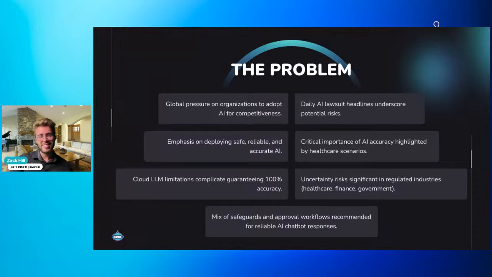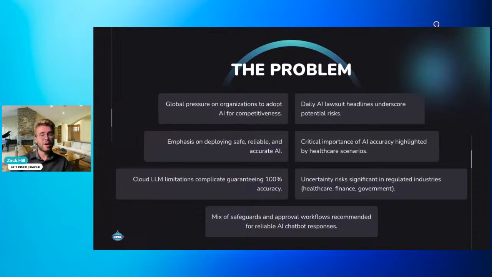Consider the implications in a healthcare website. If an AI chatbot mistakenly directs a patient to the wrong entrance to the emergency room, the consequences could be dire, not just for the patient, but also for the organization's reputation and legal standing. So this scenario highlights the critical importance of accuracy in AI-generated responses, a challenge compounded by cloud LLMs' inherent limitations.